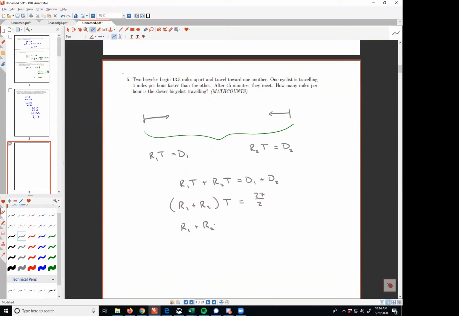Okay. By the way, what you called deductive reasoning, tell me that part again. So I wrote it out as an equation: 2r plus 4 times 3/4 of an hour, which is the 45 minutes, is equal to 13.5, which led me, using reasoning, to find out that 2r plus 4 equals 18.